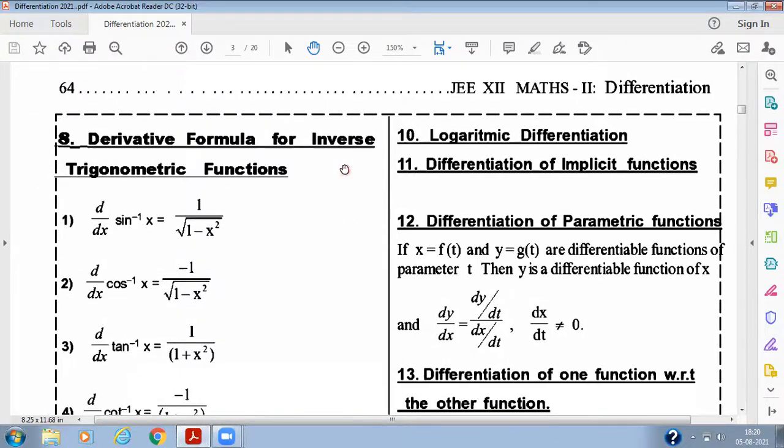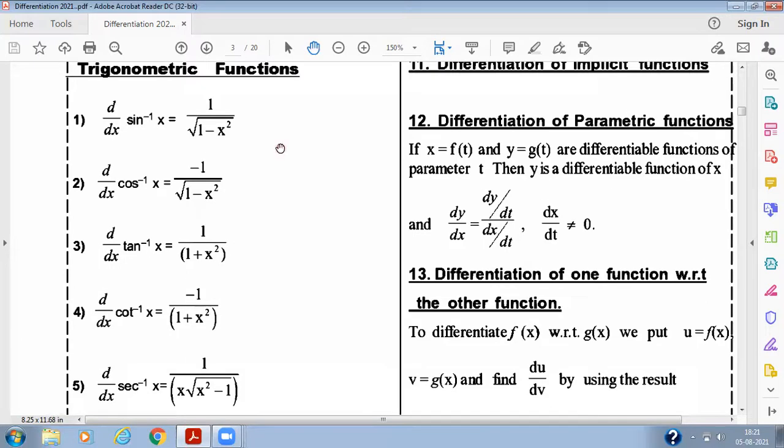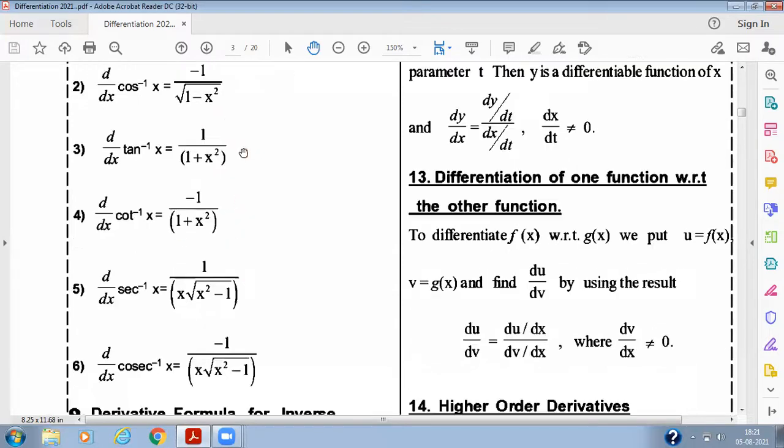Okay, now next we move on to the 8th point, derivative formulas of inverse trigonometric functions. So on your screen, you can see the derivative of inverse trigonometric functions. d by dx of sine inverse of x is 1 by under root 1 minus x square. d by dx of cos inverse of x is negative 1 upon root 1 minus x square. Derivative of tan inverse of x, derivative of cot inverse of x, derivative of sec inverse of x, and derivative of cosec inverse of x.